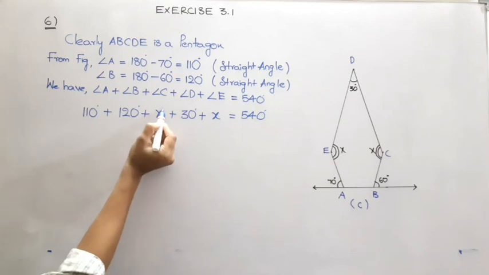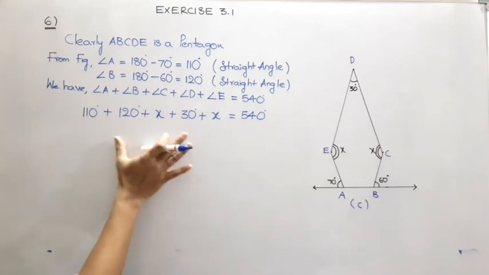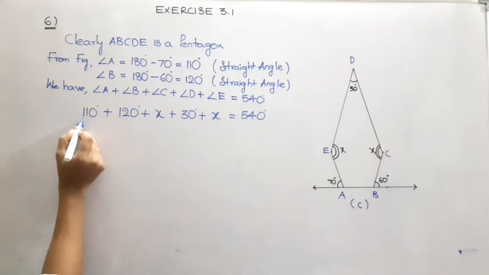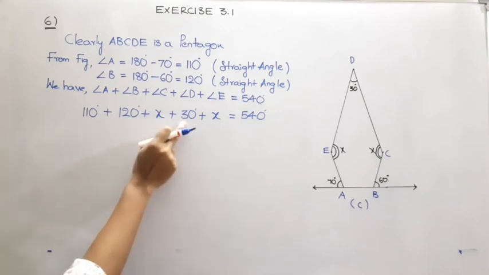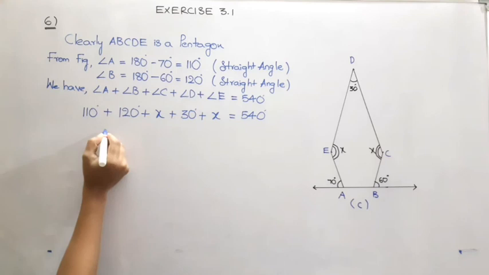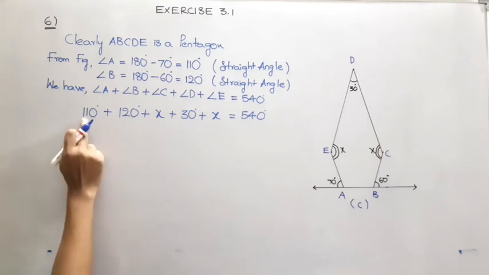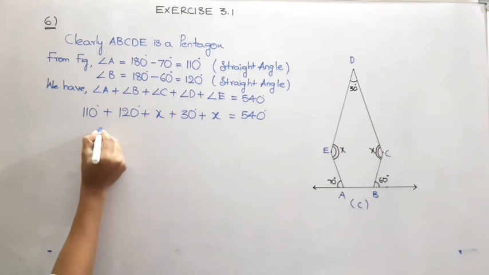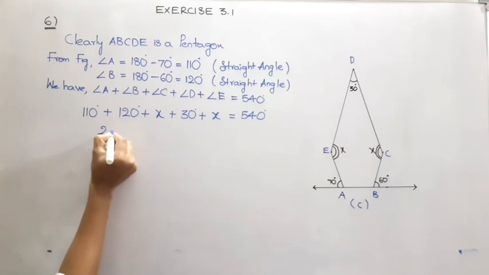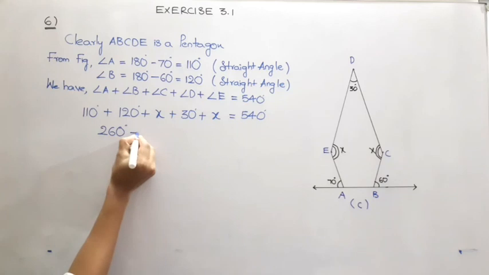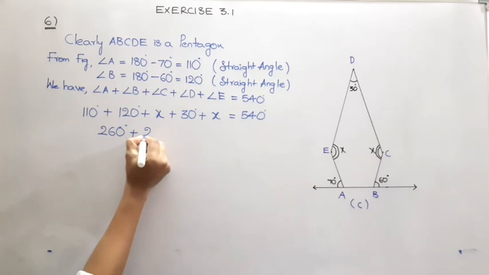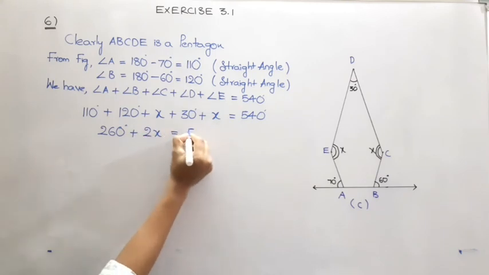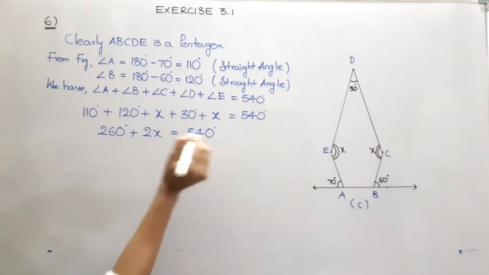Some people will put x degrees, simply x, both are the same, not a problem. So this is 110 plus 120, 230, plus 30, okay, 260. 260 degrees plus x plus x, 2x, is equal to 540 degrees. So 260 degrees plus 2x is equal to 540.